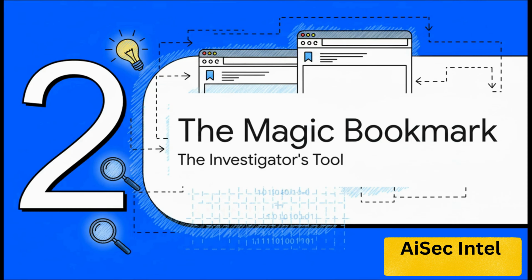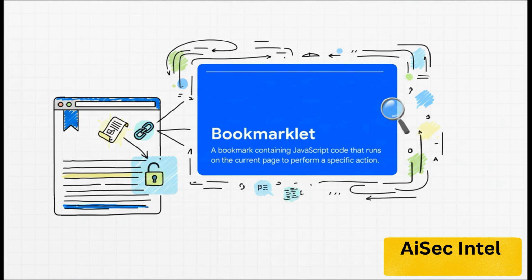So, how do we get to this hidden data? You might be thinking it's some kind of complex hacking software, right? Nope. It's actually something surprisingly simple, something that lives right in your browser's toolbar. It's called a bookmarklet, and it's pretty much what it sounds like. It's a bookmark, but instead of saving a web address, it holds a tiny little snippet of JavaScript code.